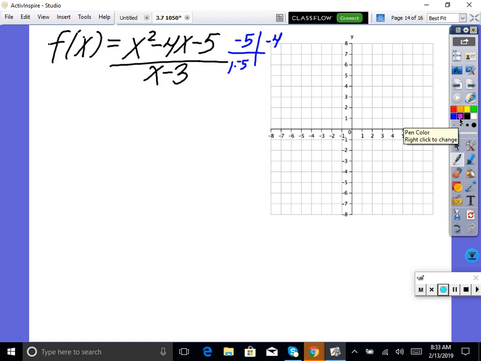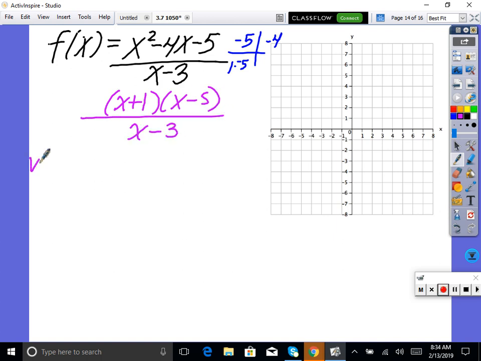And guys, once again, you can plot as many points as you want until you feel confident connecting them. I'm not plotting very many, but you can always plot more. So the top factors to be x plus 1 and x minus 5. And then we have over x minus 3. Vertical asymptote is at x equals 3.